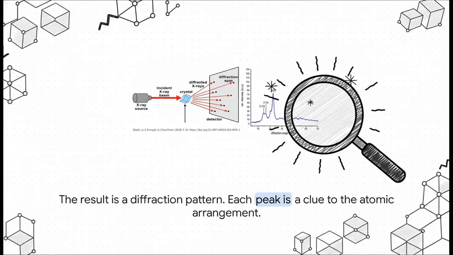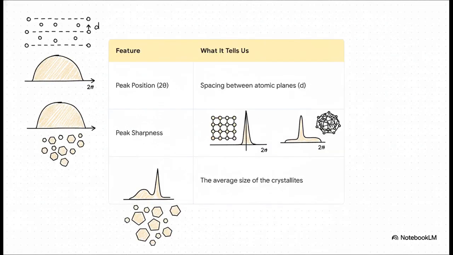This is it. This is what a scientist sees, an XRD pattern. Now, at first glance, it just looks like a bunch of spikes on a graph. But every single feature of this graph, where the peaks are, how sharp they are, how wide they are, is a vital clue to what's going on in that material's inner world. So you have to know what the clues mean.